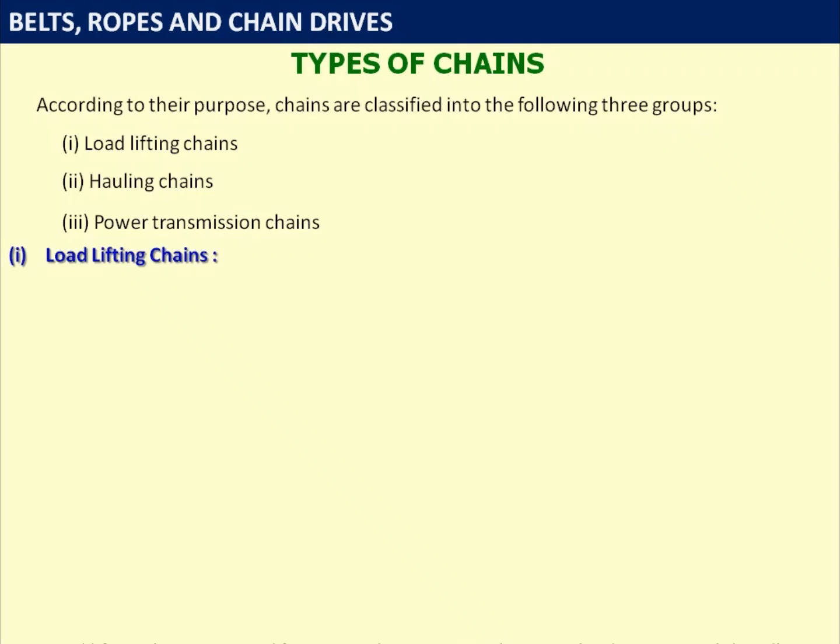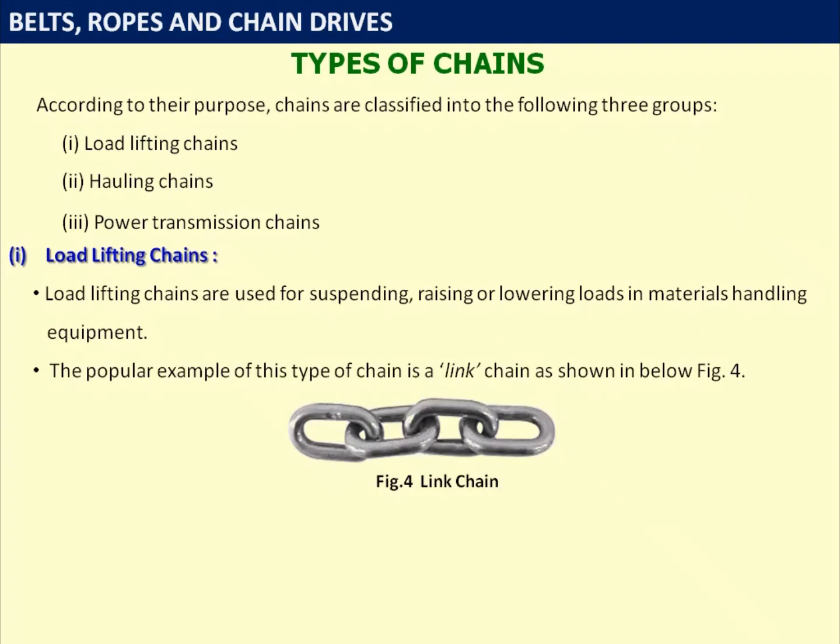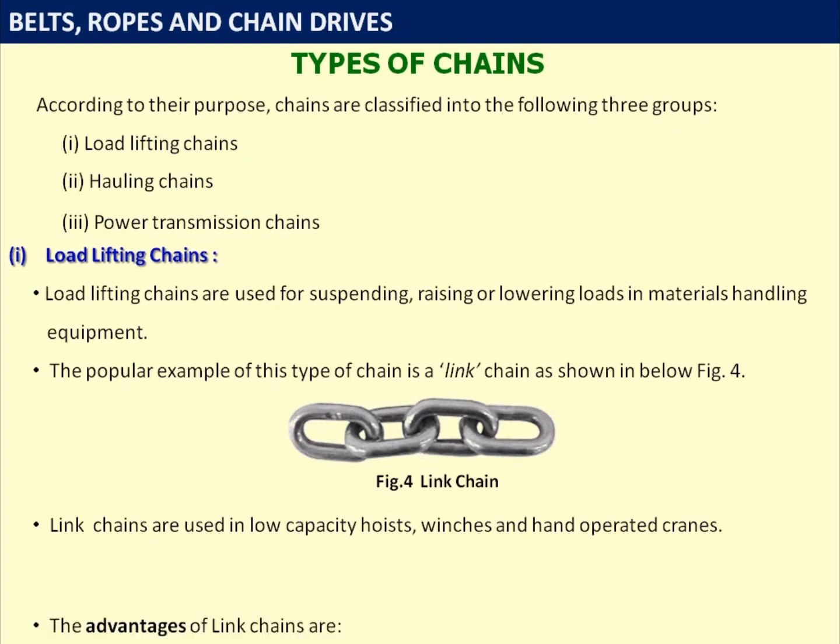Now let us see load lifting chains. Load lifting chains are used for suspending, raising or lowering loads in material handling equipment. The popular example of this type of chain is a link chain, which is shown in figure 4. Link chains are used in low capacity hoists, winches and hand operated cranes.